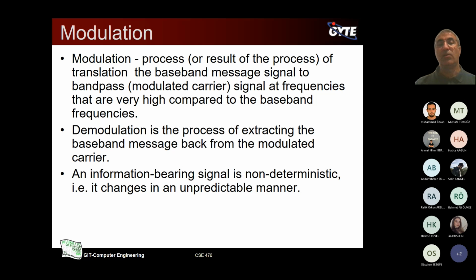I already mentioned this while explaining this figure. So in summary, modulation is the process of translating the baseband message signal to the bandpass signal. And demodulation is the process of extracting the baseband message back from the modulated carrier. Note that these information-bearing signals are random signals. In other words, they are non-deterministic because they change when we transmit through the channel and so on.